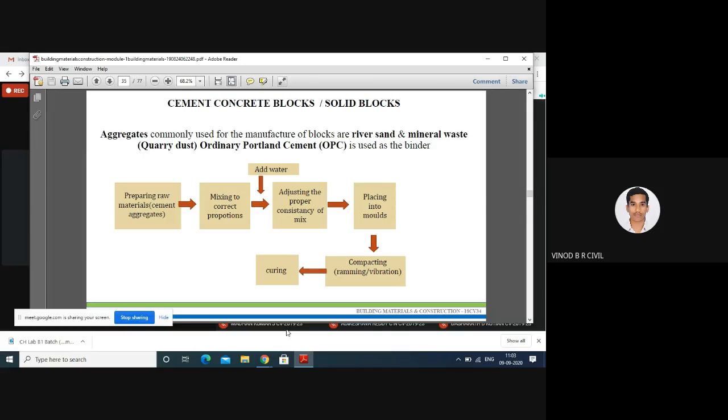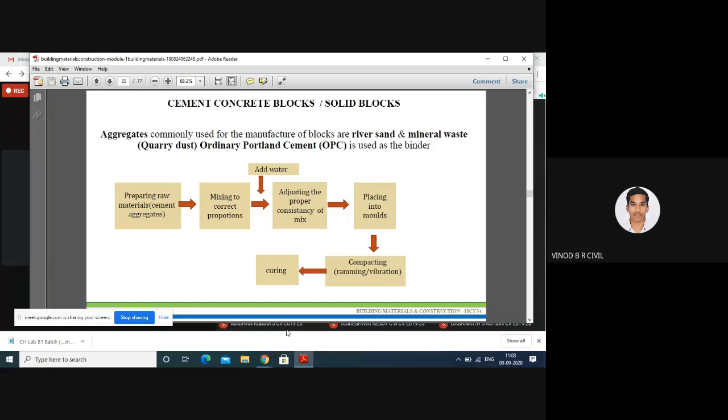There are molds, usually a 4-inch thickness of block and a 6-inch thickness of block. With the help of these molds, we are placing the mix proportion. After the mixing, with the help of the rammer, a mechanical operator, or manually, they compact the mold, they compact the mixed raw material, and afterwards they allow for the curing.